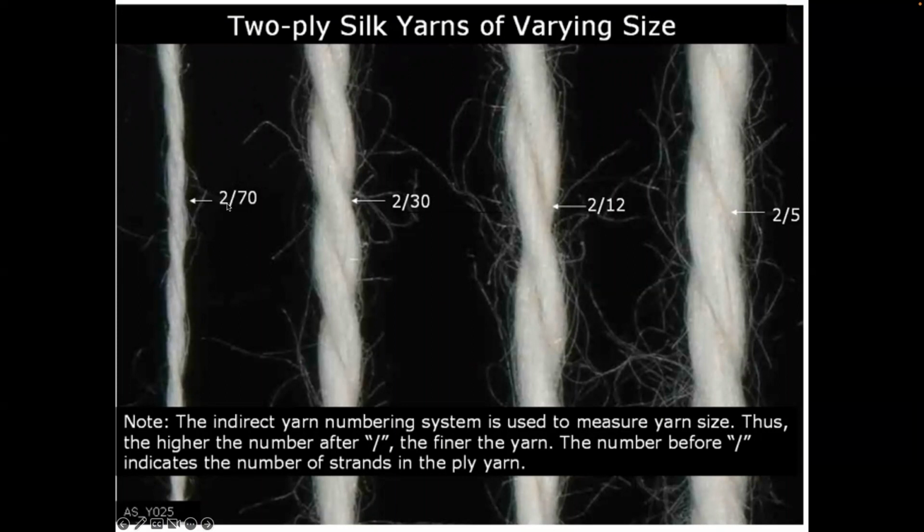So 2 at the beginning means it's a 2-ply yarn. So all of these are 2-ply yarns. And 70 is the yarn count. So you see 70 is the finer yarn, 5 is the coarsest yarn of all. So as the number goes down in the system, the yarn gets coarser.